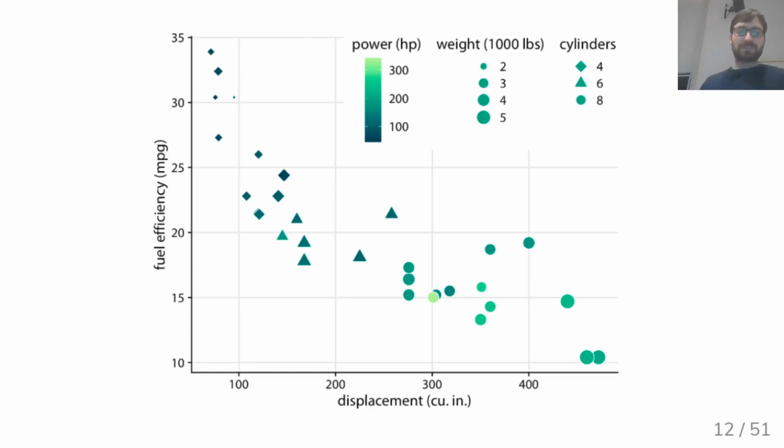So displacement is mapped to the x-axis, fuel efficiency is mapped to the y-axis, horsepower is mapped to the hue, weight is mapped to the size of each point or marker, and cylinders mapped to the shape of each marker. And so I think it's very interesting to see how you can combine all of these different axes.